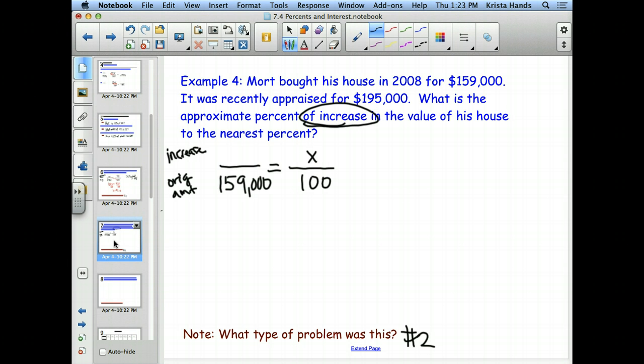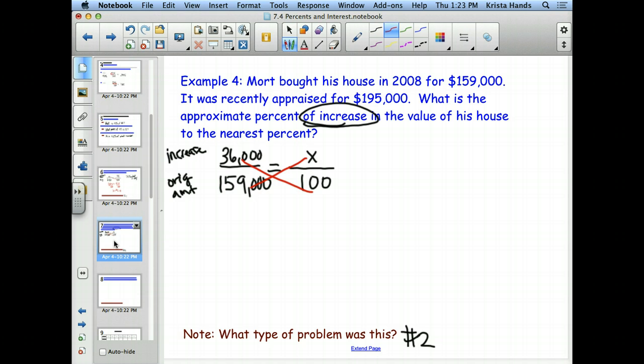What was the amount of his increase? 36,000. So the house increased $36,000 in value. And now I have a proportion. Yes, it will, and then you have to multiply by 102%. Yeah, and that's the same thing as if we cross multiply. So yeah, you can do it that way too. That's not a problem. I'm going to do it this way just because we keep going with the cross multiplication, but you can do whatever you like on that one.